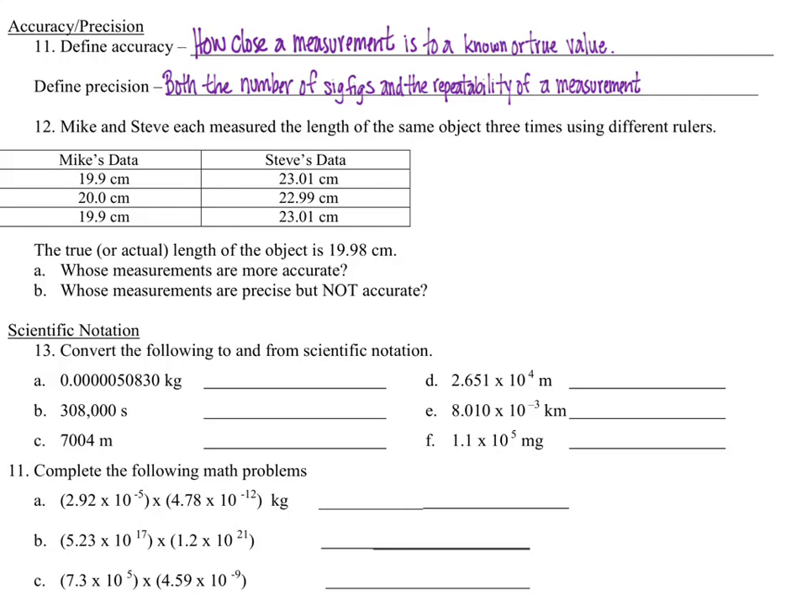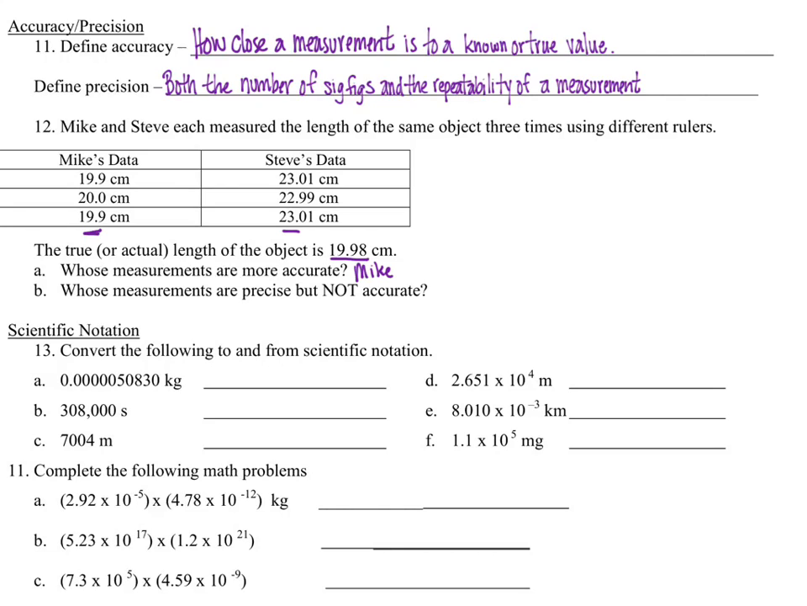So then we go to number 12. Mike and Steve each have measured the length of the same object 3 times using different rulers. Okay, and so the true or actual length of the object is 19.98. So this would be our known value, 19.98. Whose measurements are more accurate? So let's see who's closer to our known. In this case, we look at Mike, and he's pretty close, and Steve is off by about 3 to 4 centimeters. So Mike is more accurate.